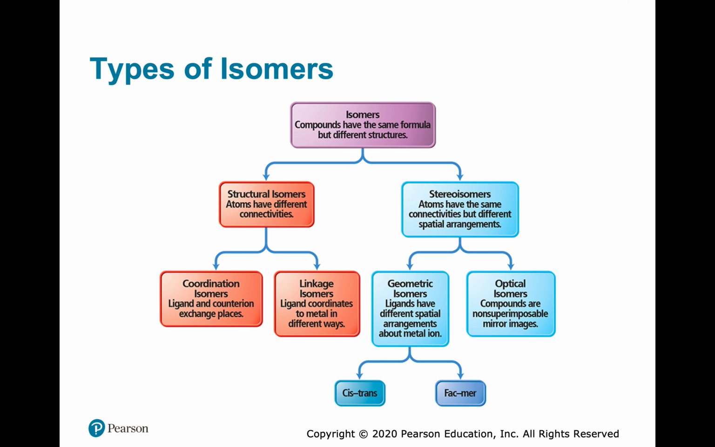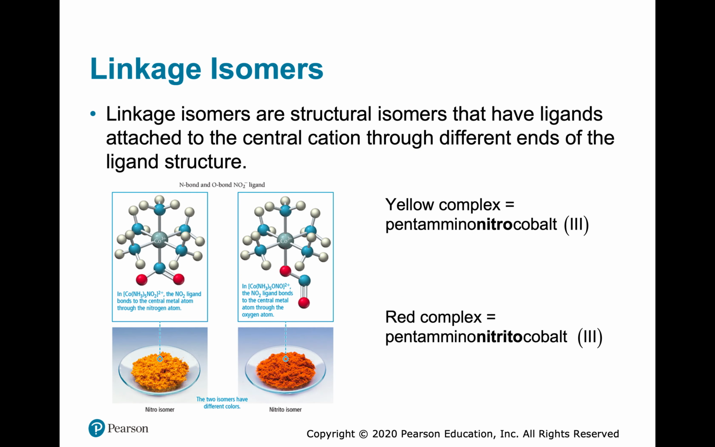Also in the octahedral, if the z-axis, the top and the bottom, are the same, you can also have fac and mer isomers. We'll talk about this soon. So let's talk about linkage isomers first.